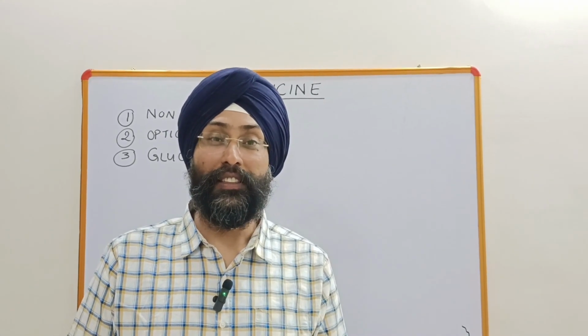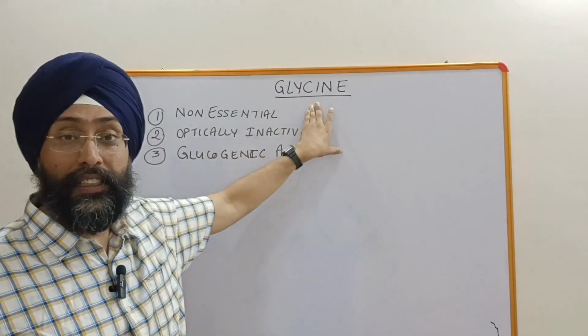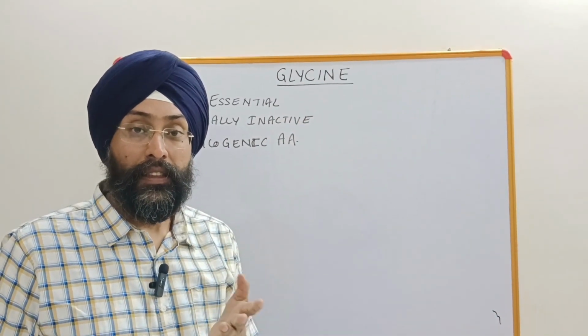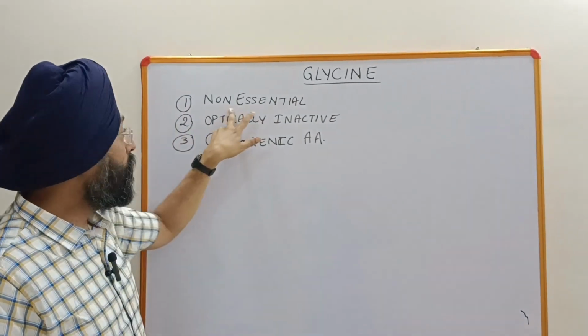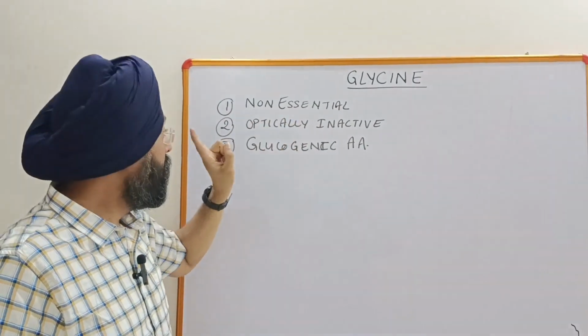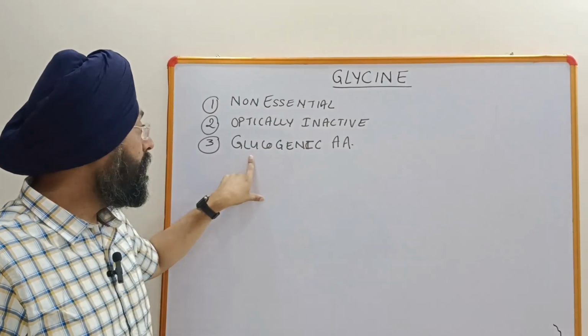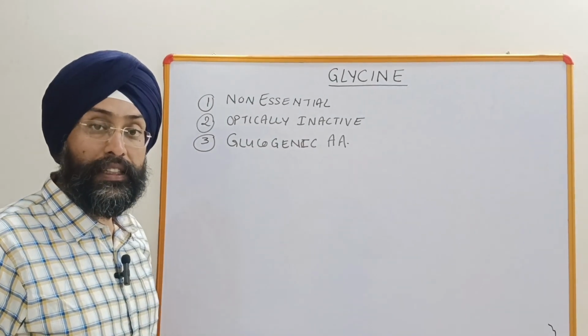I'm back. Today we'll discuss glycine metabolism. First of all, I will start with an introduction to glycine. First, it is a non-essential amino acid. Second, it is optically inactive. And third, it is a glucogenic amino acid.